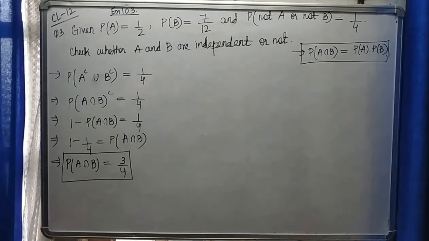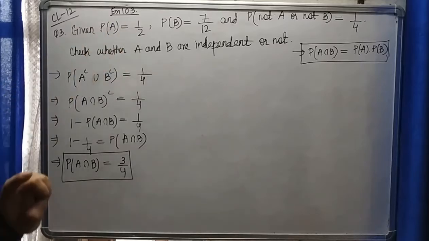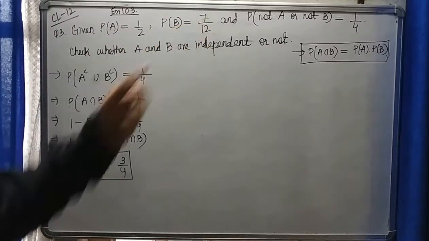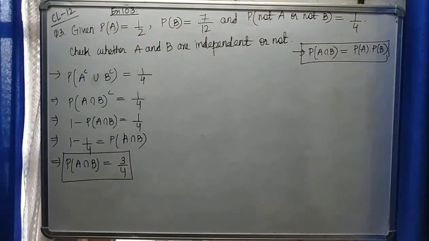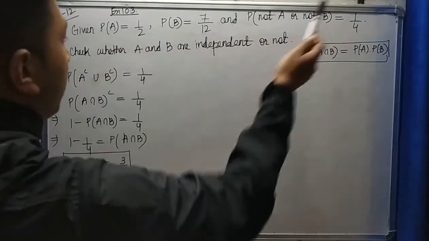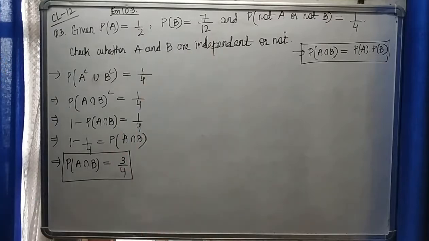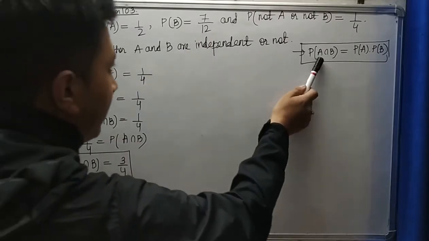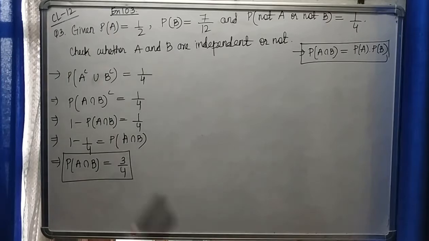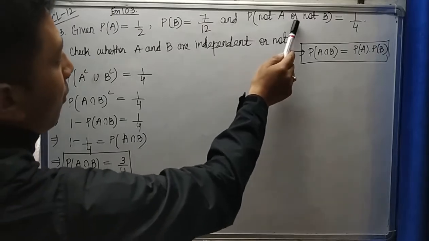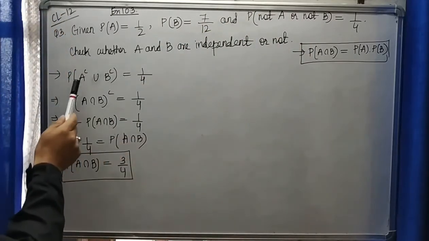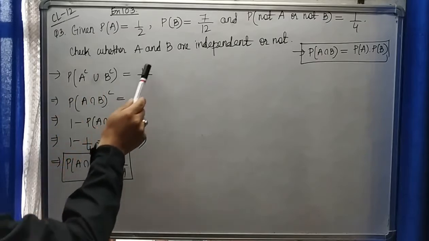Now the question given to us here is: if A and B are two events with probability of A equals 1 by 2, probability of B equals 7 by 12, and probability of not A or not B equals 1 by 4, then we are to check whether A and B are independent or not. If they are independent, then this relation must be satisfied. Now come back here. A given, B given. We'll start with probability of not A or not B, which means probability of A complement union B complement is equal to 1 by 4.